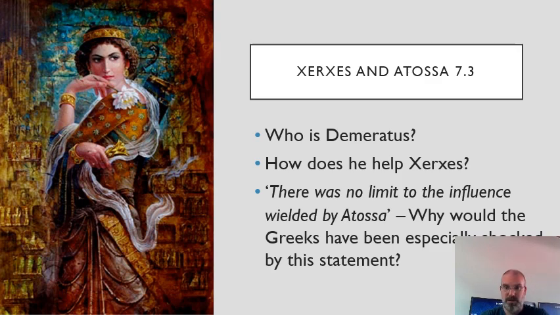Now, Atossa is a queen, Xerxes' mother, Darius' wife, and this is shocking to the Greeks, isn't it? So a woman wielding this level of political influence shows how corrupt, decadent, and crazy the Persian system is, where a queen, a woman, can control men in this way. Shock, horror, awful. Good.